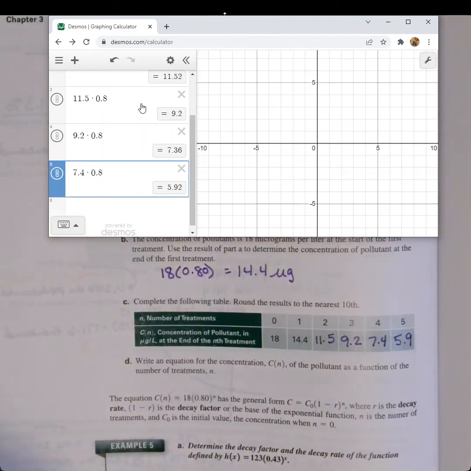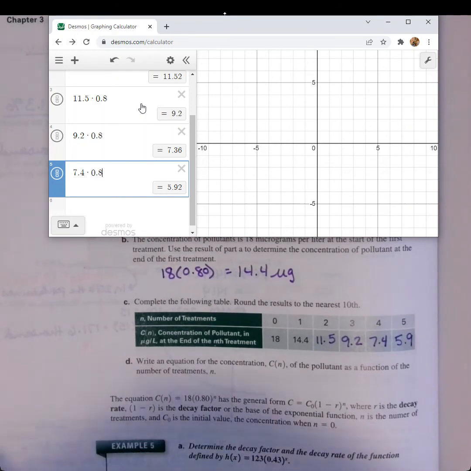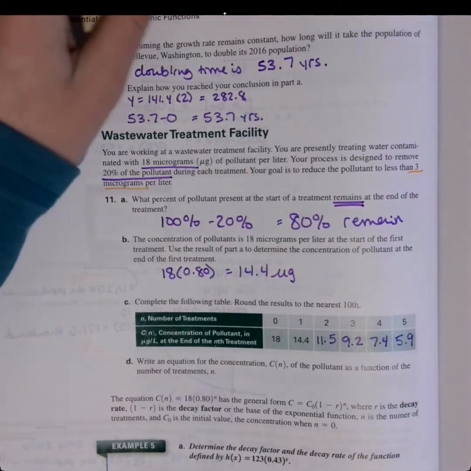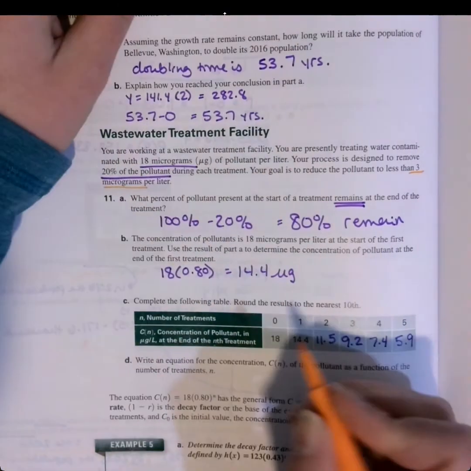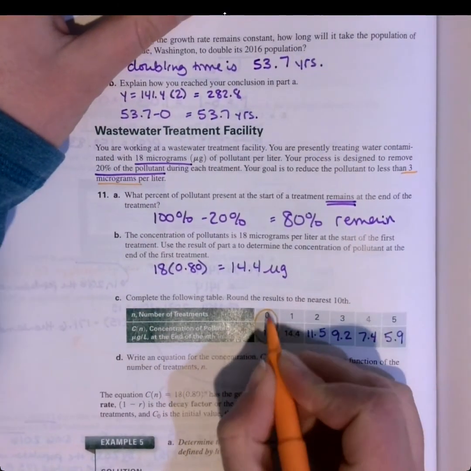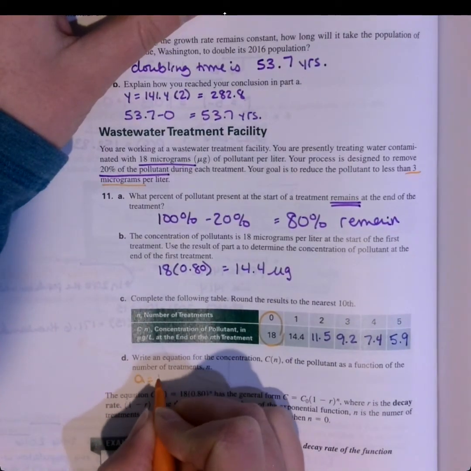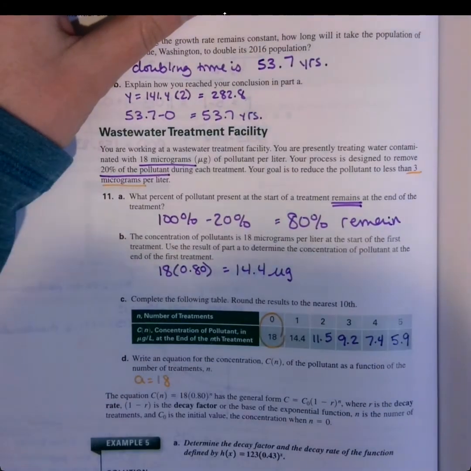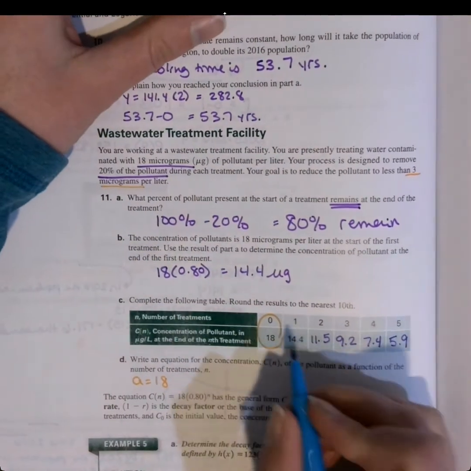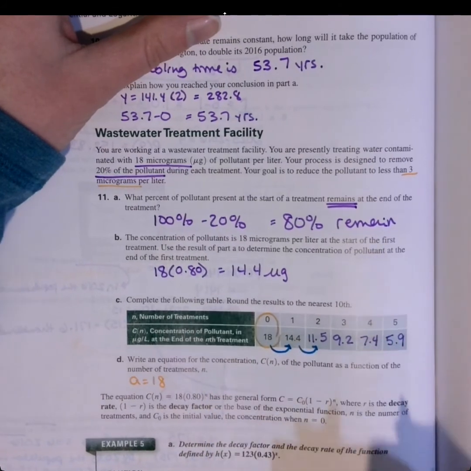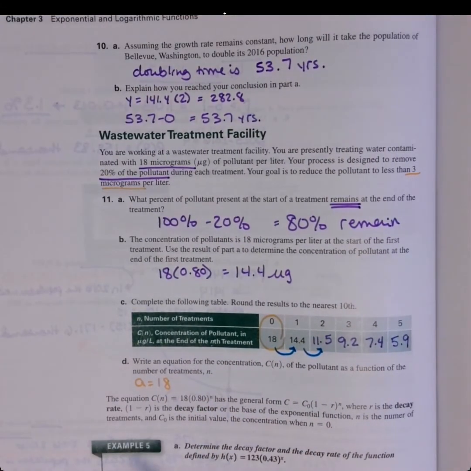Write the equation for the concentration as a function of the number of treatments. In order to write the equation, I need to know both the A value and the B value. I can see the A value as my initial condition because initially there are 18 micrograms. So the A value is going to be 18. The B value is the thing by which you would need to multiply to go from one value to the next value. We can get the B value by dividing consecutive outputs.